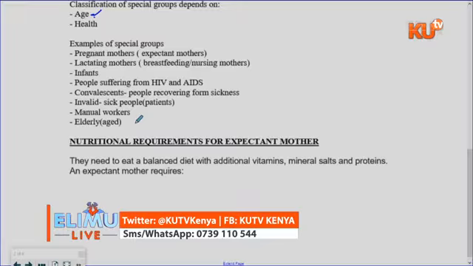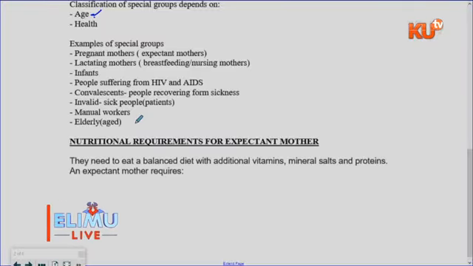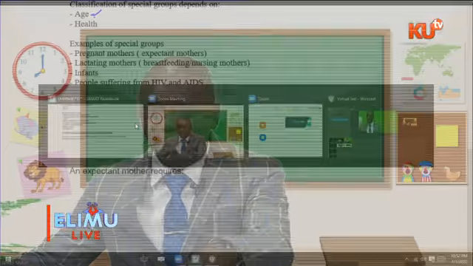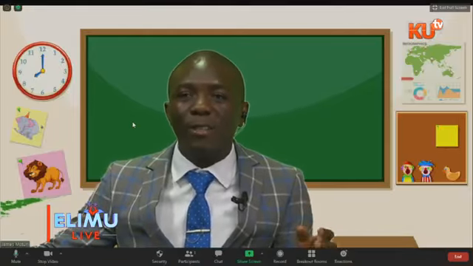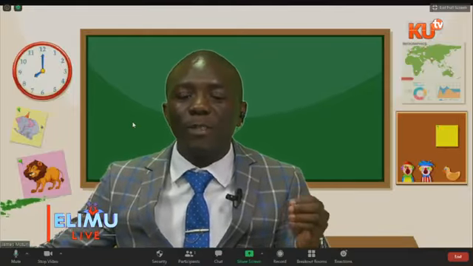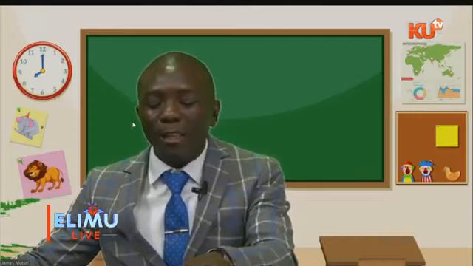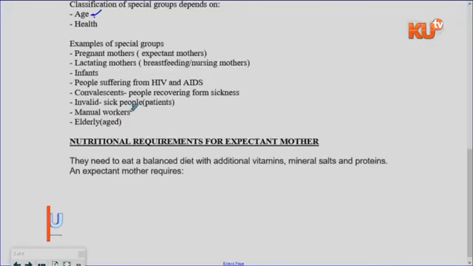Carbohydrates, they give us energy. And this energy enables us to do some work. As for them, they don't have energy to go to the shamba to dig. They don't require energy to go and look for something. They just sit there. So most of them, their meals, we must include vitamins so that they can protect them from sickness. The other special group is manual workers.